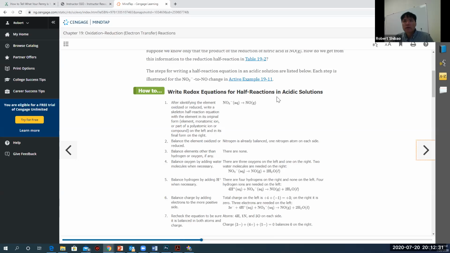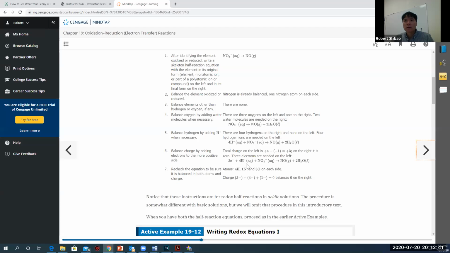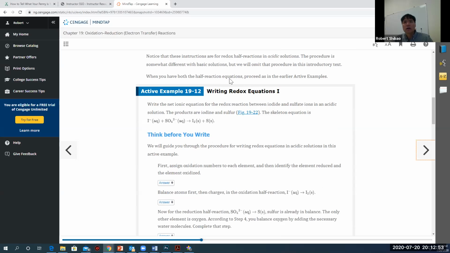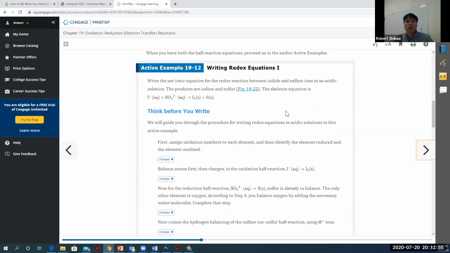So we have nitrate going to nitric oxide, but we already know that. We don't need this one. Nitrate going to nitric oxide is on the chart. It's nitrate plus 4H plus 3 electrons yields NO and 2H2O. We could have gotten that from the chart, so this one was kind of pointless. We want things that aren't on the chart.